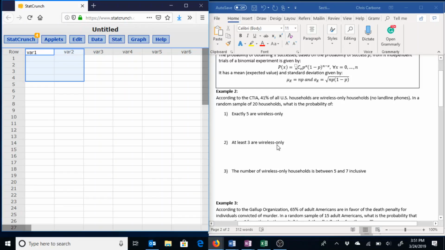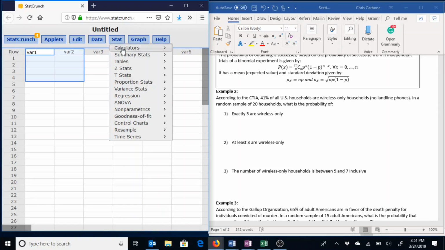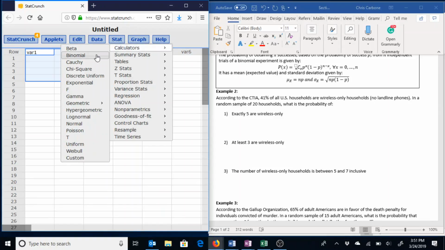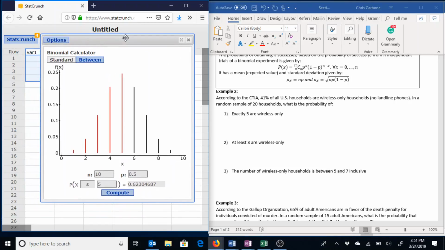Now, I wrote these formulas out in class, which again, formula not bad for exact values, like exactly 5 in this example number 2. But when we start needing to go through lots of values, like the at least 3 or the 5 and 7 inclusive, it can get daunting. So instead of StatCrunch for this, we're going to Stat, Calculators. This was that binomial distribution. We're going to binomial. Okay? And it will give us this particular graph.